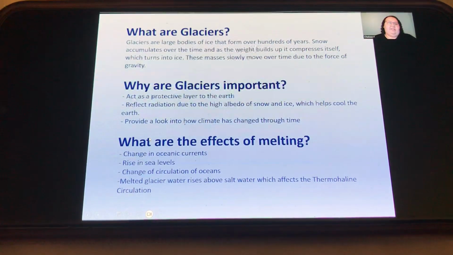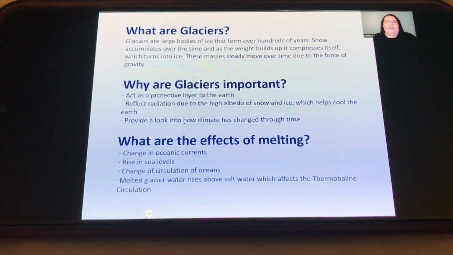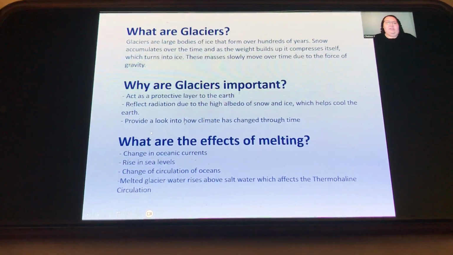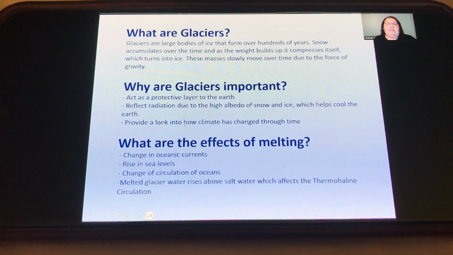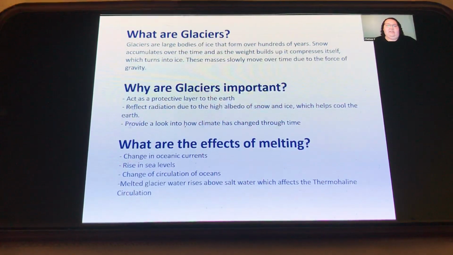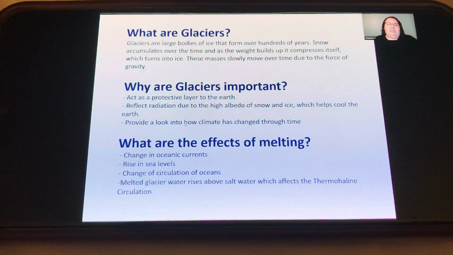So what are glaciers? Glaciers are large bodies of ice that form over hundreds of years. Snow accumulates over time, and as the weight builds up, it compresses itself and turns into ice. These masses slowly move over time due to the force of gravity.